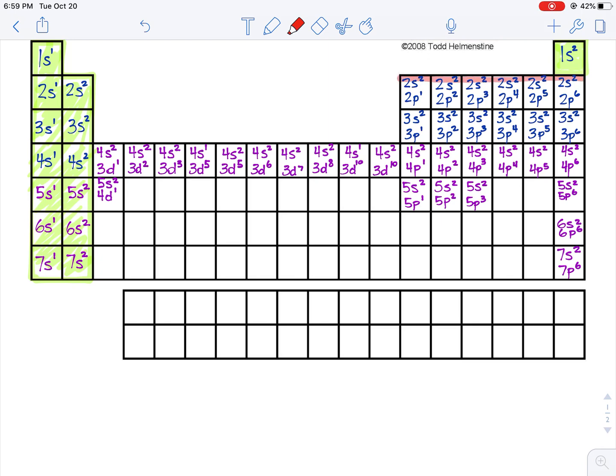This section on the right-hand side of the periodic table that follows the pattern of filling the P sublevel is referred to as the P block elements.